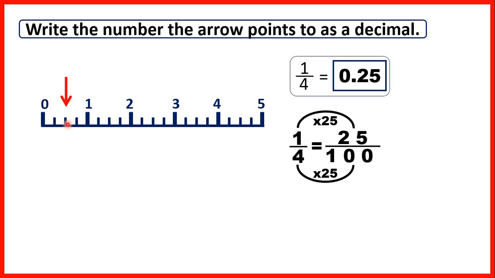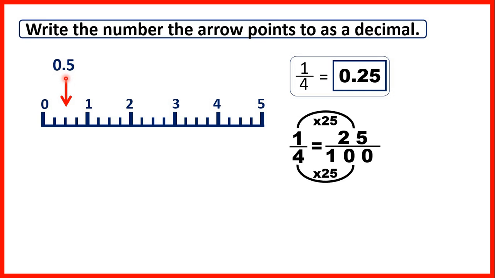So where is the arrow now? Well, it's 2/4 after 0, and 2/4 is 50 hundredths, so 0.50, but rather than 0.50, we can just write 0.5 because we don't include zeros if they're on the end of decimal numbers.